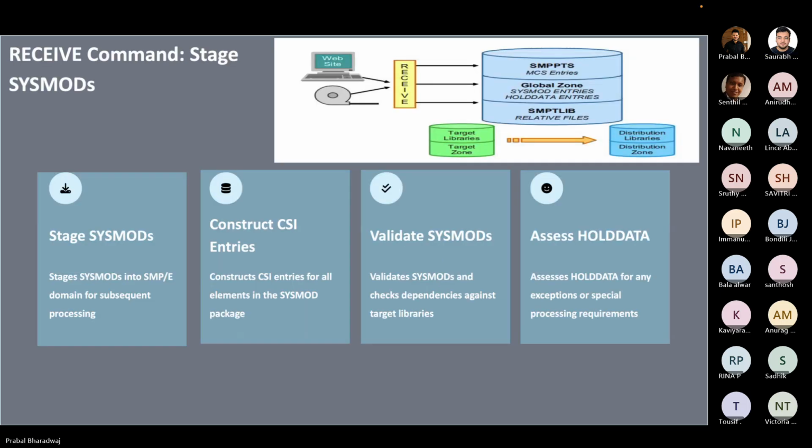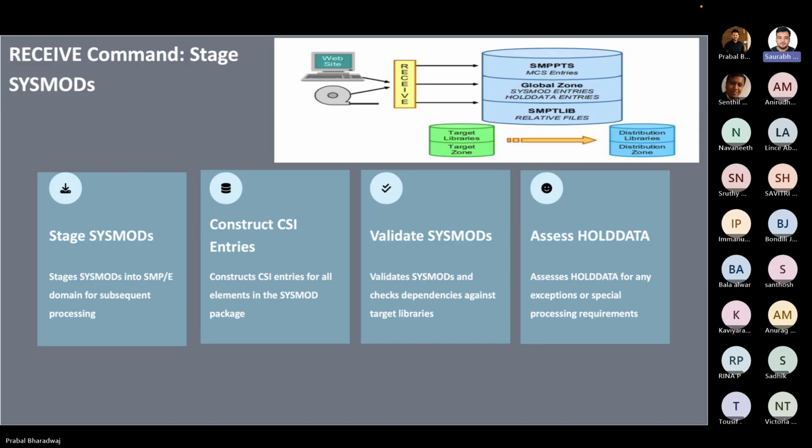Okay, so this goes much deeper into that. We will fast track it now. In the diagram, you can see the SYSMODs coming from the external source. They are received into the SMP datasets, SMPPTS and SMPTLIB, and the information is recorded into the global zone. It's very simple.